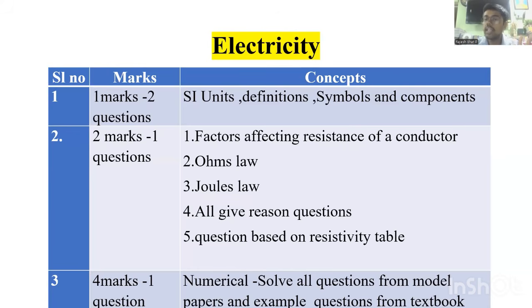Next, 4 marks: if you see most of the model papers and all your preparatories, it is 100% sure it will be a numerical for 4 marks. So this is the outcome that you have to follow in your electricity chapter. Now let me go one by one.